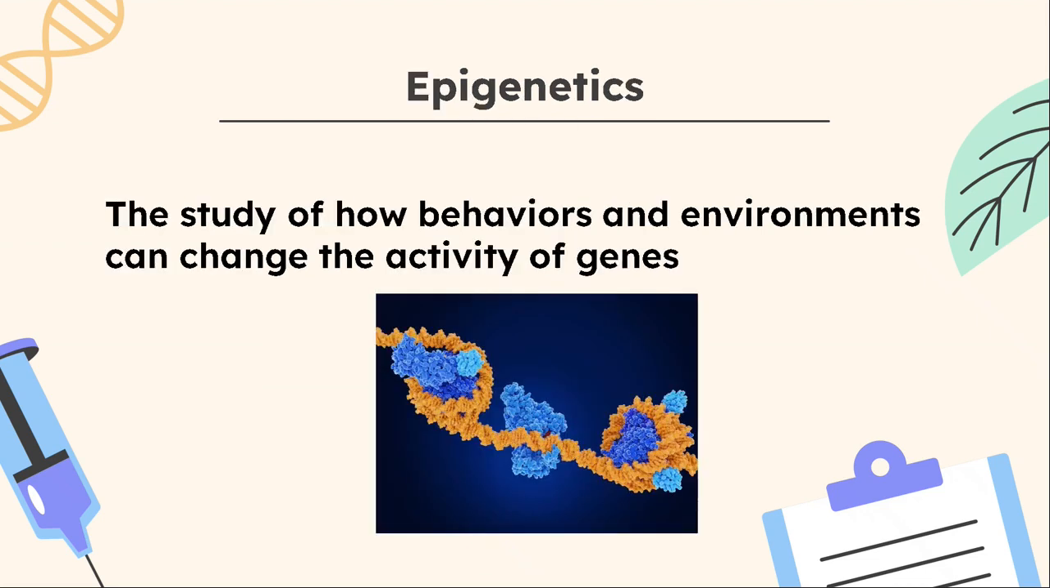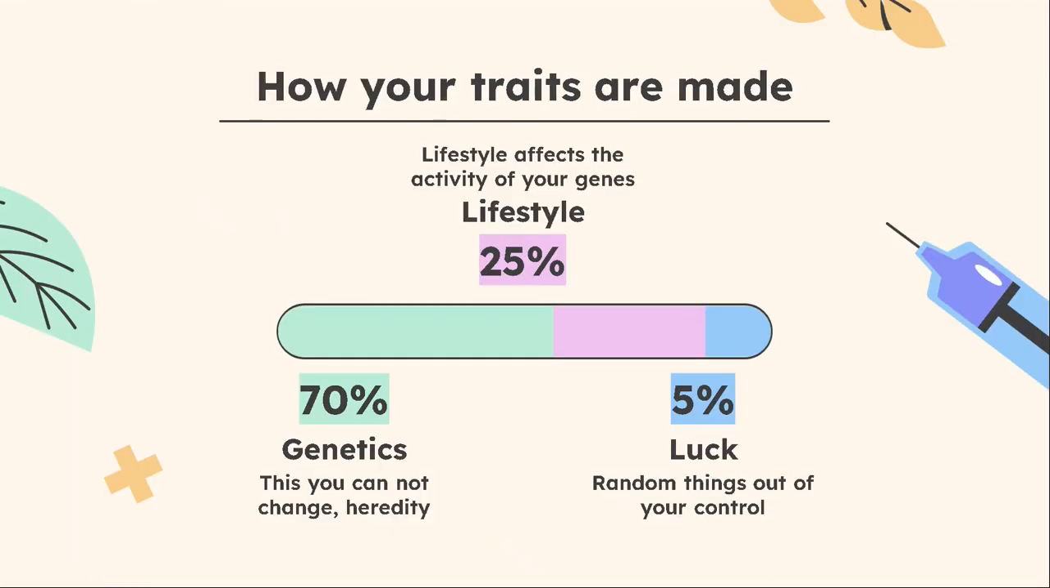The study of how lifestyles and habits affect our genes is called epigenetics. Take a look at this infographic. We have 70% of our potential in our genes. We have the rest 25% in our lifestyle, and the 5% we have relies on our luck. Some things are just random and you cannot control it. Our genes we cannot change, but our actions we can.